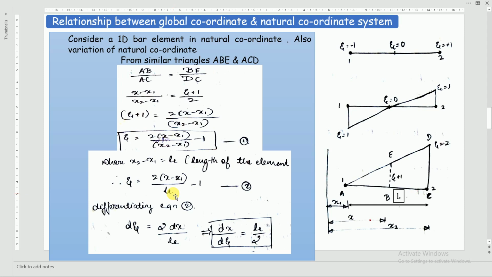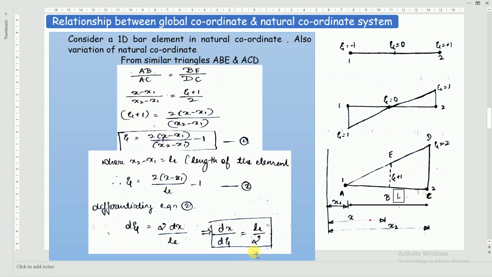And in most of the derivations you might come across dxi by dx or dx by dxi. So when you differentiate this equation 2 with respect to x, so with respect to xi here and with respect to x here, dxi equals 2 times of, if you differentiate this term, x1 is fixed, it's a constant. So when you differentiate x, you will get dx, and LE will remain as it is, minus, this differentiation is 0. So dx upon dxi will be equal to LE by 2.